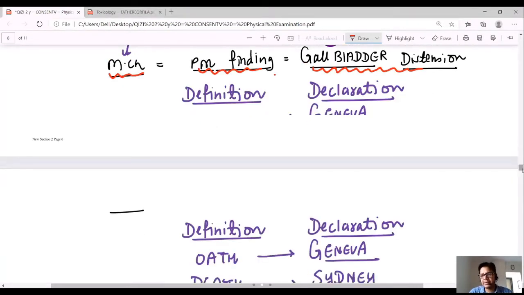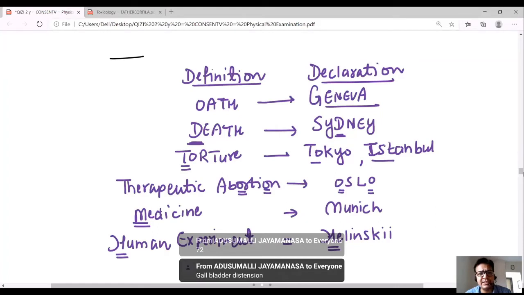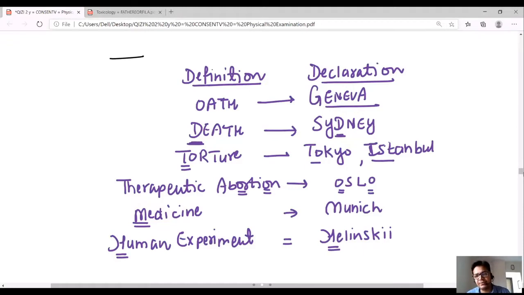Now, sir, I am coming to the next important topic. In this slide, what you will see is what is defined in which place. A very important MCQ comes in the exam. Oath is defined, as I have already told you, in the Declaration of Geneva. Death is defined under D for Sydney. T for torture, T for Tokyo, and torture patients are also examined in Istanbul.